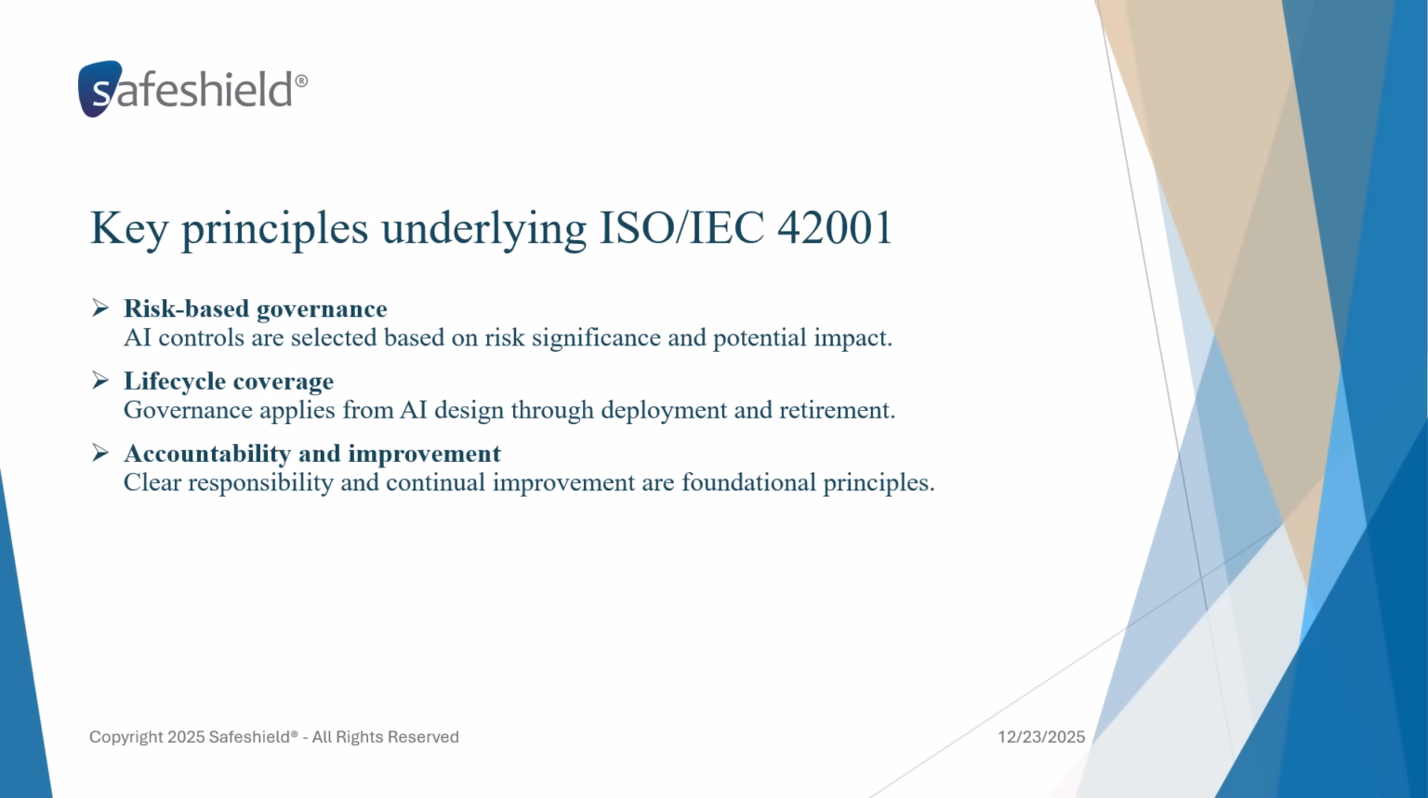ISO 42001 is grounded in several core principles that shape both implementation and auditing activities. One central principle is risk-based governance. The standard requires organizations to identify, analyze, and treat AI-related risks based on potential impact, likelihood, and organizational risk tolerance. This principle ensures that governance efforts are proportionate and focused on what matters most, rather than applying uniform controls across all AI systems.